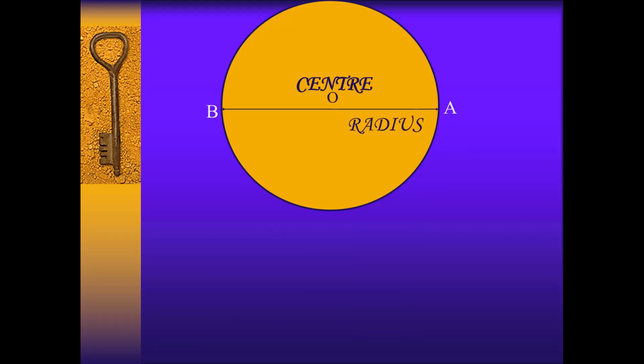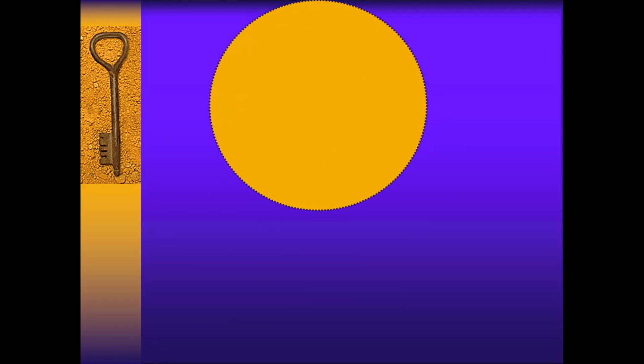The distance between the center of the circle and the boundary of the circle is known as the radius. For example, in this diagram, the center is at point O, in the middle, and the point A is at the boundary of the circle. So the distance between point O and point A would be the radius of the circle.